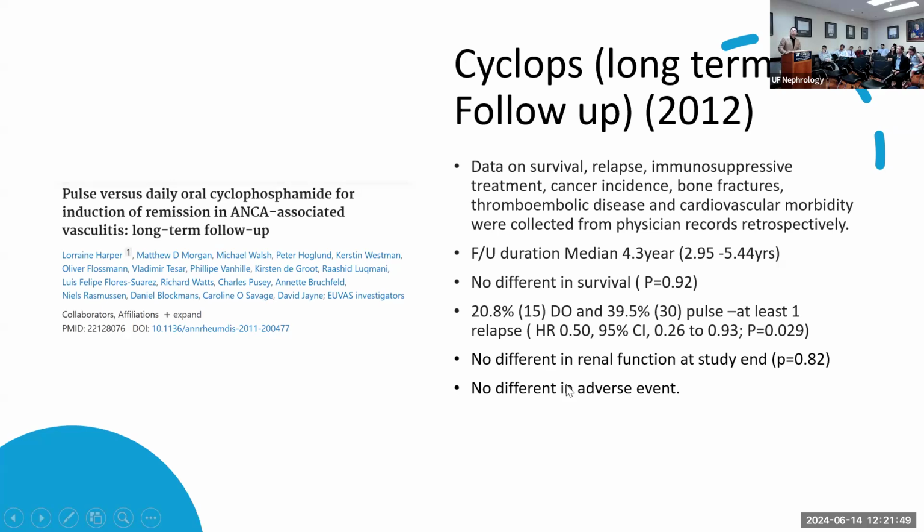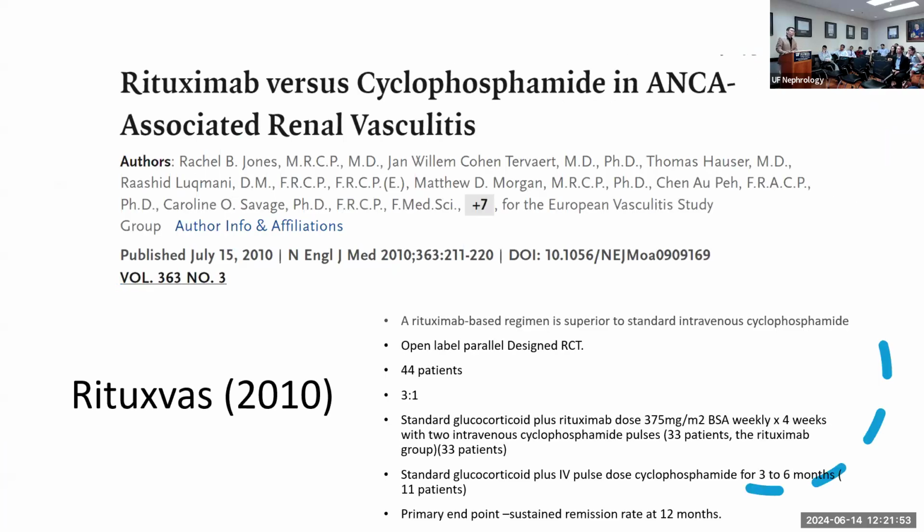That's about cyclophosphamide, and then we move on to rituximab. Around 2009, we started to find out that rituximab might be superior to cyclophosphamide, so they did the trial. This is an open-label, randomized controlled trial with about 44 patients included, distributed into three arms. In the rituximab group, patients get rituximab, IV glucocorticoid, plus two doses of IV cyclophosphamide. There are 33 patients in this group and 11 patients in the steroid and cyclophosphamide group. The primary endpoint is sustained remission rate at 12 months.